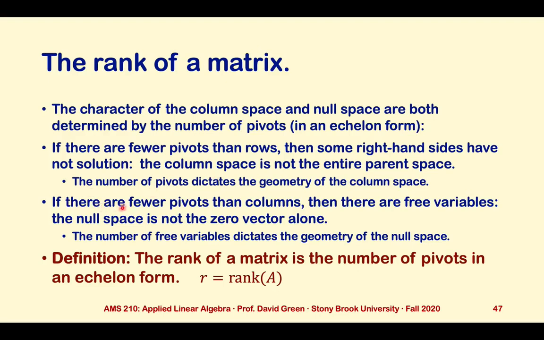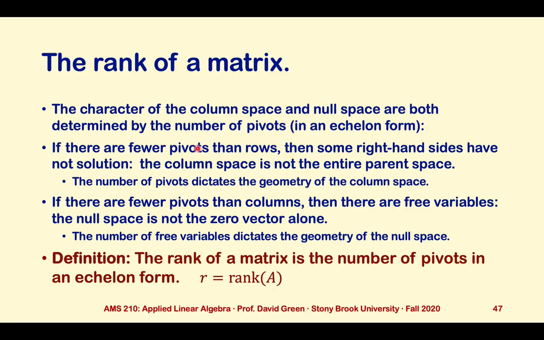If there are fewer pivots than columns, then we have free variables. If we have free variables, the null space is not the zero vector alone. And the number of free variables, so the difference in the number of columns and the number of pivots, dictates the geometry of the null space. Is it a point? Is it a line? Or so on. So a lot of these basic ideas about the real character of the column space and the null space relate to this idea of how many pivots there are.